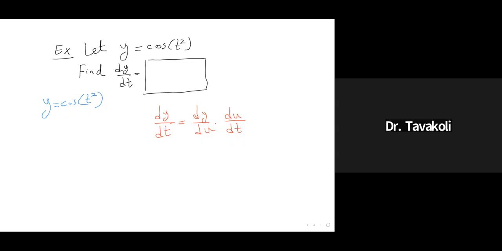So on one hand, u is t squared. So whatever I have inside the parentheses, cosine of that, I let that be u. And y is going to be cosine of t. Excuse me, cosine of u. t squared was u, so this is cosine of u. Now we are ready to apply the chain rule.